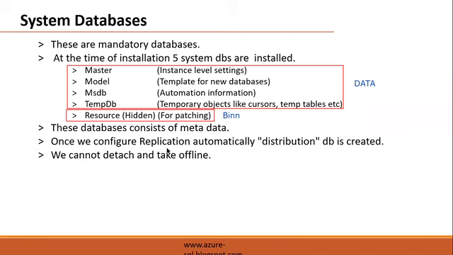Once we configure replication, automatically one more database is created with the name distribution. Check it, except for replication, total automation information is there in MSDB. For replication, Microsoft uses a separate database, distribution. Check here, we can't detach system databases. We can't take a system database offline.